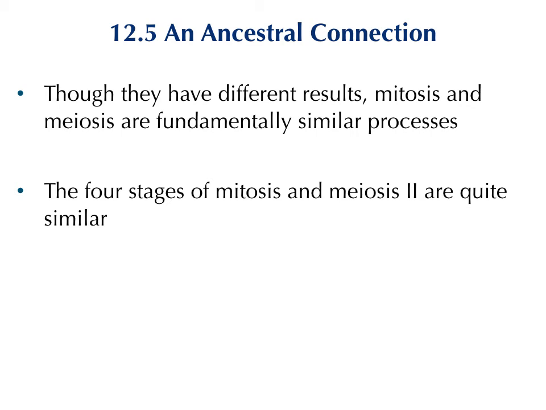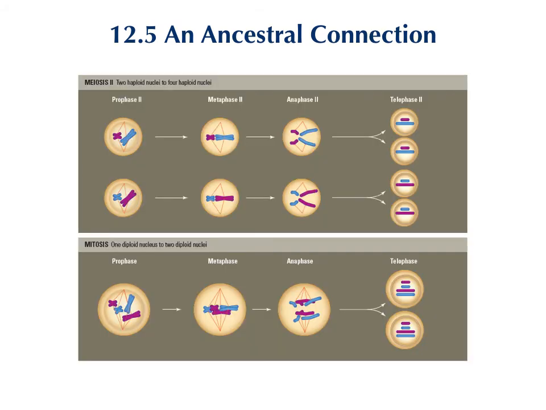Though they have different results, mitosis and meiosis are fundamentally similar processes. The earliest eukaryotes were single-celled and haploid, and they reproduced by mitosis. Meiosis evolved later from mitosis. As your textbook shows, mitosis and meiosis use the same molecular machinery. Hence, there is an ancestral connection. Though the end results differ, there are striking parallels. The 4 stages of mitosis and meiosis 2 are quite similar.